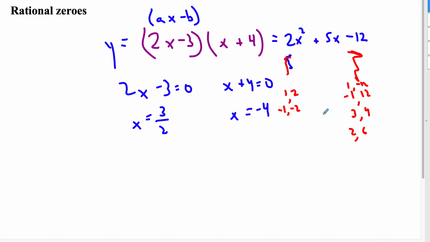But the notion is, if I were to take, say, how about 6, and divide it by negative, wow, what am I thinking?